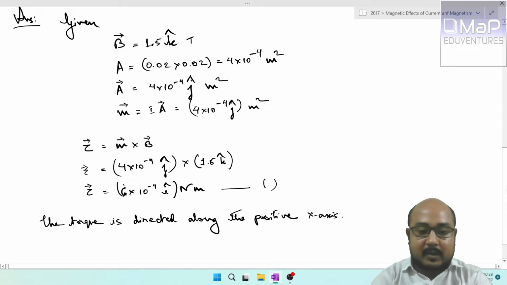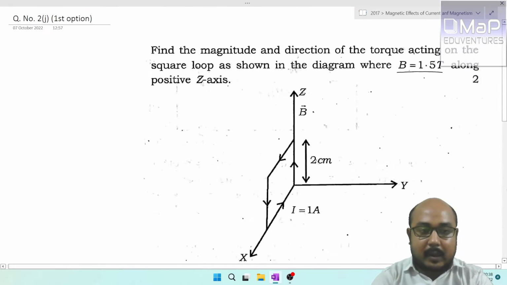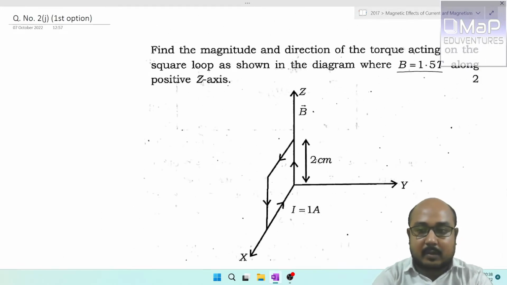Although etu likha to necessary nohoy ge because ami yat torque to the vector form express korisue yat i cap unit vector to this way. This i cap unit vector implicitly means the vector is along the x axis. ঠিক আছে হ'ব বাৰু, তো আমাৰ এই question number 2j first option or answer ইমান to asile.